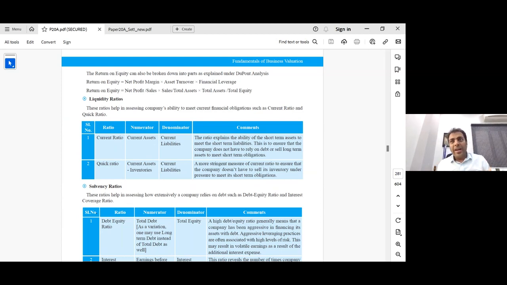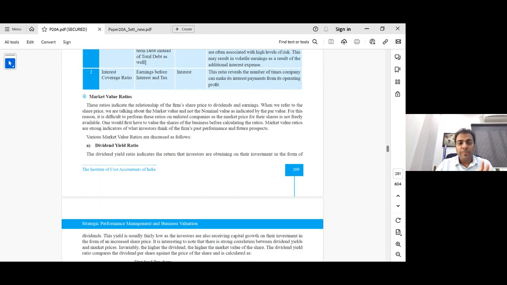So if the margins are going high, what is going to be the impact on the business? If the margin is lower, what is going to be the impact on business? If the current ratio is very high or very low, what will be the impact on free cash flow? What will be the impact on business? All of those things should be very, very clear to you, right?